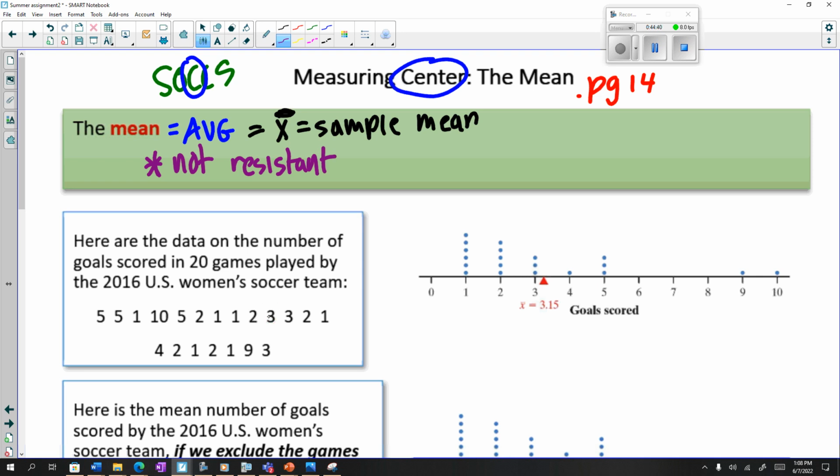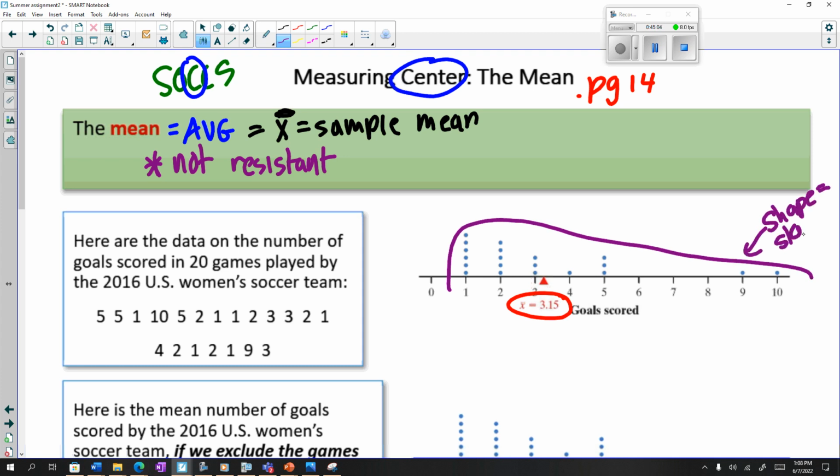Here are the data of the number of goals scored. So this is the same data from before. And here again, this is the dot plot. So they found the mean, and notice they found the mean to be x bar equals 3.15. So that's the mean, or the average. Now, what did we say about the shape of this dot plot? If you recall, we said the shape was skewed. Specifically, it was skewed to the right because we said there were two outliers on the right.